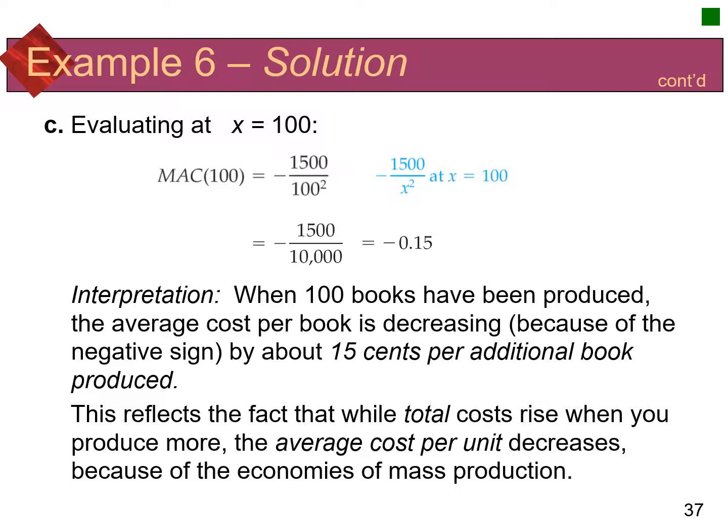So this reflects the fact that while total costs rise when you produce more, the average cost per unit decreases because of the economies of mass production. This is getting into loftier things that you will certainly study in other business courses outside of business calculus.